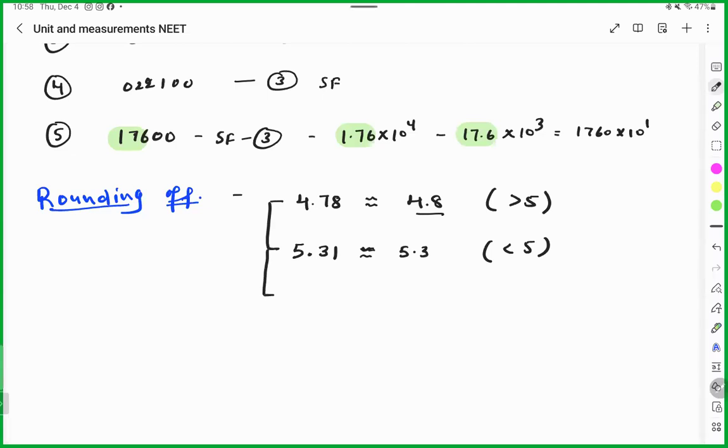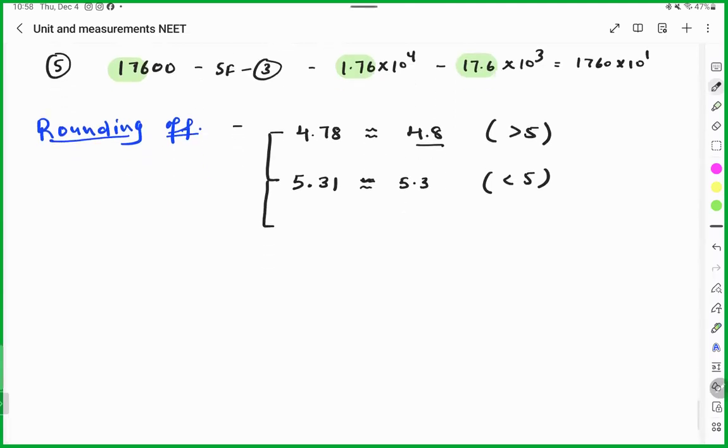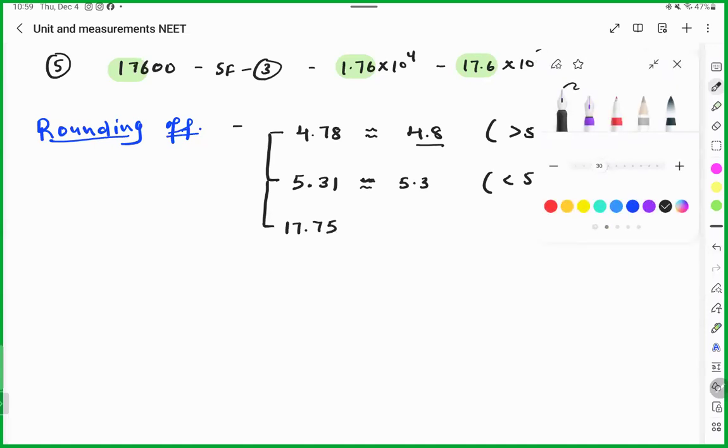Third rule is more important. If the digit is 5, then you have to see whether the previous number is odd or even. Got it? Odd number or even number. Example, if you take 1755. So, no, this will cause more confusion. I'll take the first easy one. We know the last digit is 5.